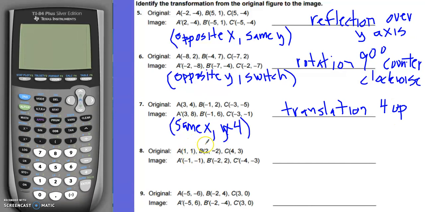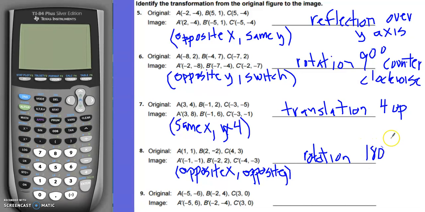All right. It looks like we have a switch. Well, no, not a switch. No, that's not it. Oh, okay. It looks like they're both the opposite. So the opposite of 1 is -1. The opposite of 2 is -2. So this is opposite x and opposite y. This is a rotation, 180 degrees.